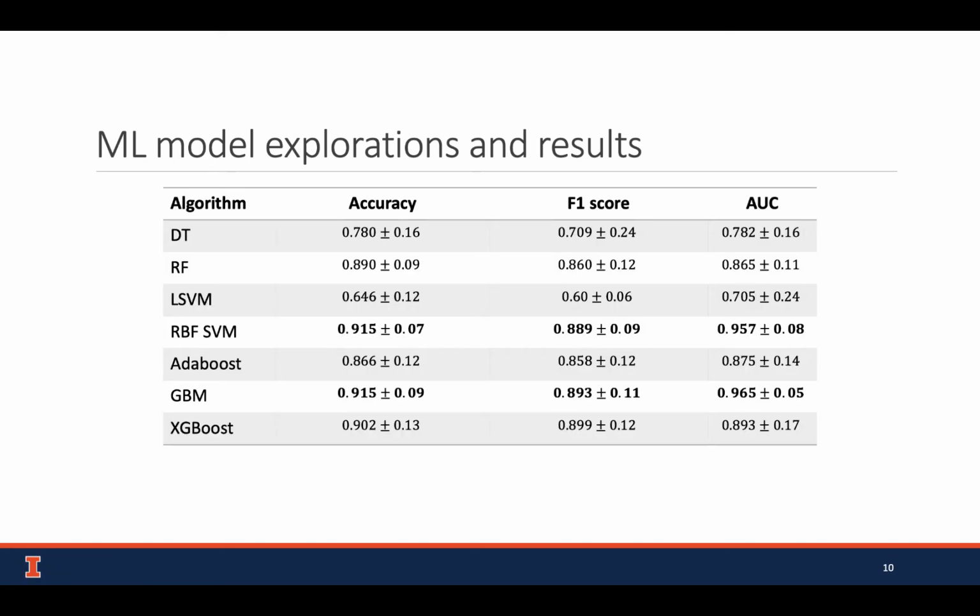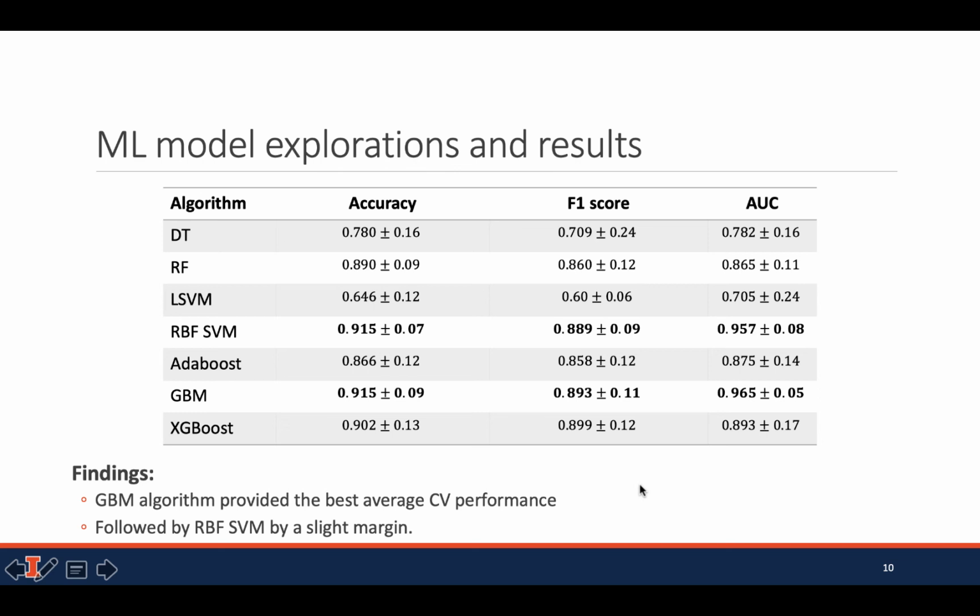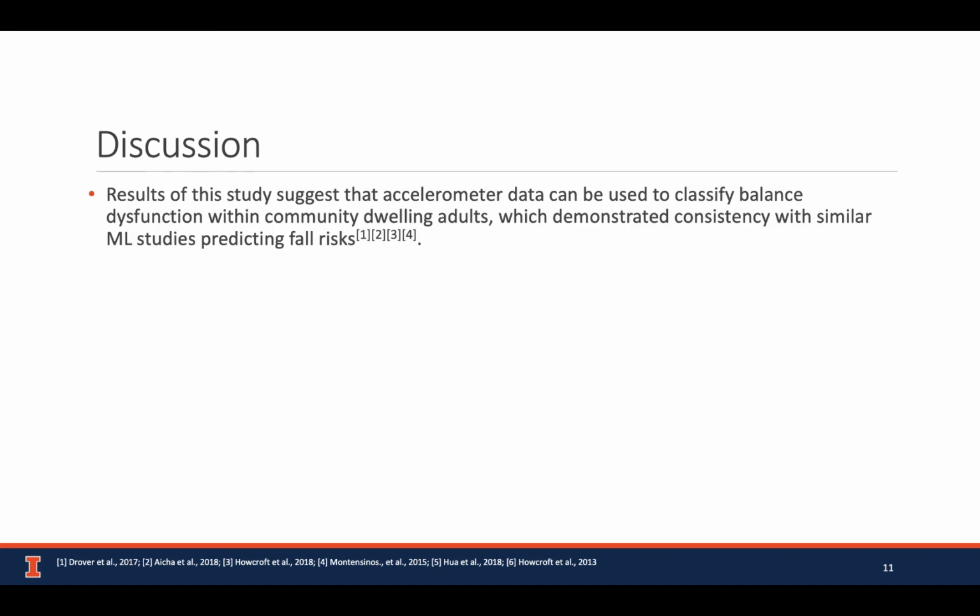Continuing on our exploration of machine learning models and results, we see that the GBM algorithm achieved the highest levels of accuracy, F1 scores, and AUCs, and the RBF SVM is closely behind, while it was able to achieve a similar level of accuracy. Thus, overall, the GBM algorithm provided the best average cross-validation performance, followed by the RBF SVM by a slight margin. The results of the study suggest that accelerometer data can be used to classify balance dysfunction within community-dwelling adults, which demonstrated consistency with similar ML studies that predicted fall risk in the past.